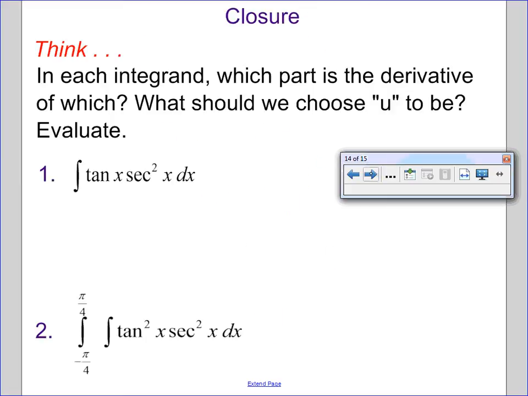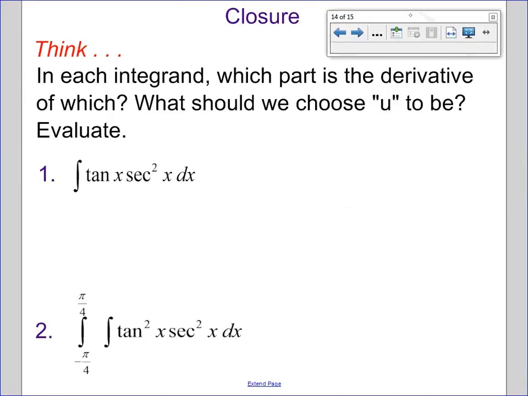So let's go ahead and make a connection between the two different pieces for our closure. One thing that I wanted you to get out of today's discussion was, what is the chain rule? What's the derivative of the base? What's the relationship between the two pieces? However, not to lose sight of the fact that sometimes we have to use algebra or a trigonometric identity for a rewrite. And so I made two similar problems here. In each integrand, which part is the derivative of which? What should we choose u to be if performing a u substitution? And then evaluate. We've got an indefinite interval and we've got a definite interval. I'll go ahead and pause and give you guys a chance to work those out.